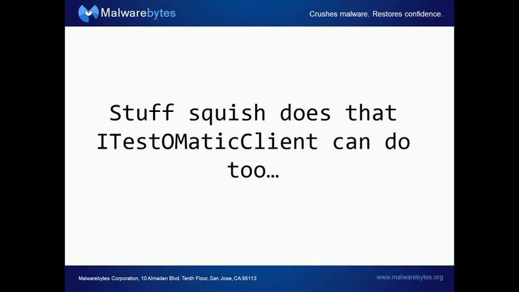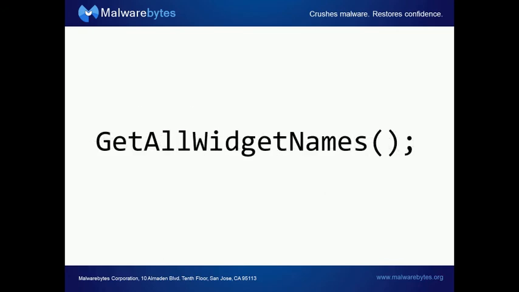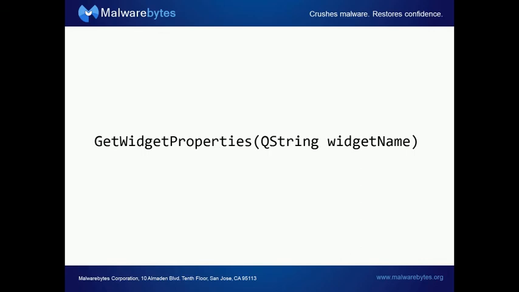And some stuff that this library and interface can do that Squish can also do is to start and attach to a program, get a list of all the widget names in that program, and wait for a widget to appear. Let's say that you're waiting on a dialog to load after you've told your testing script to click on a button. You can just say, hey, wait until this widget is there, and it'll basically block until the injection DLL says, hey, this widget is present. Get widget properties.